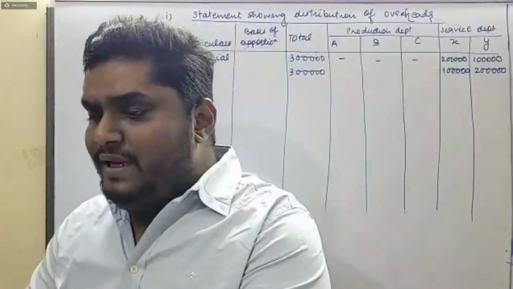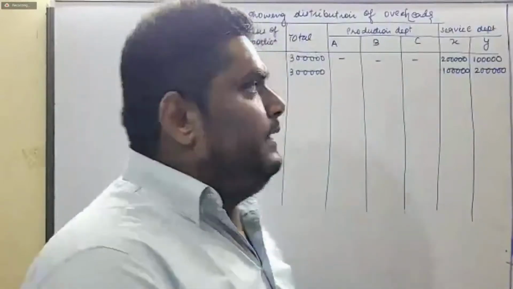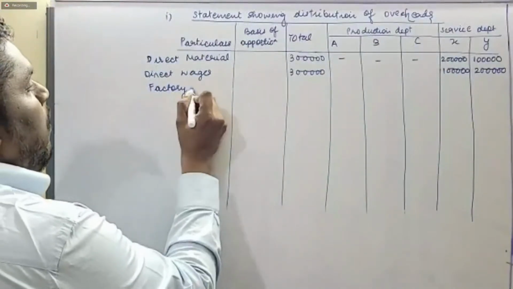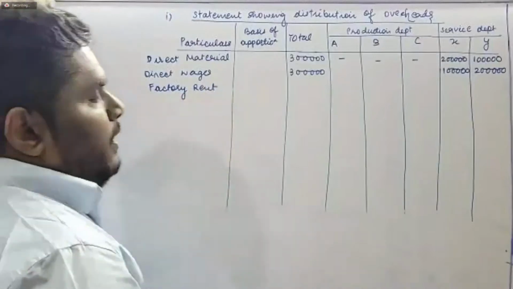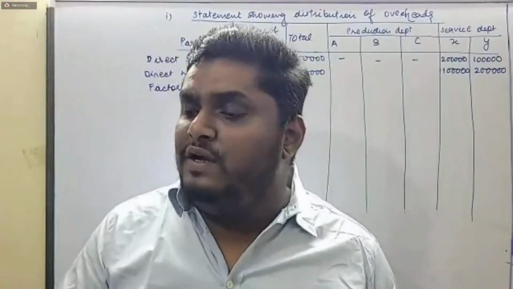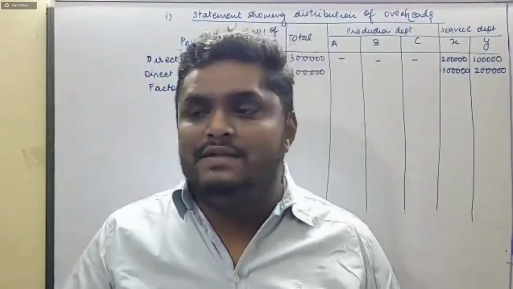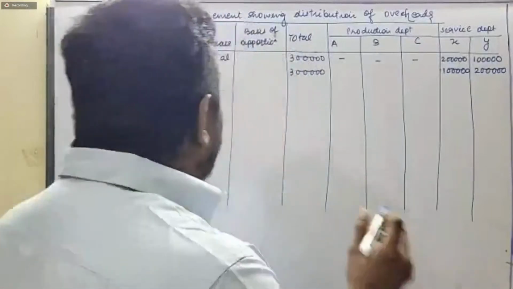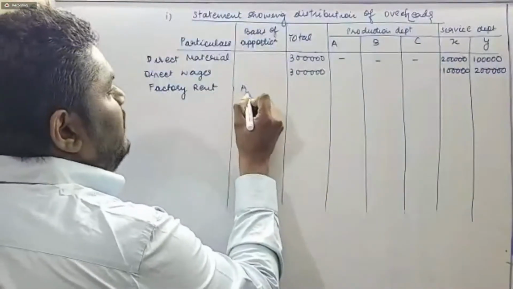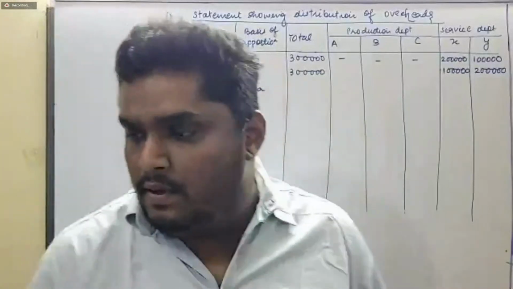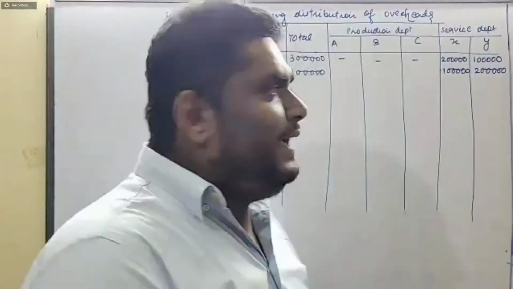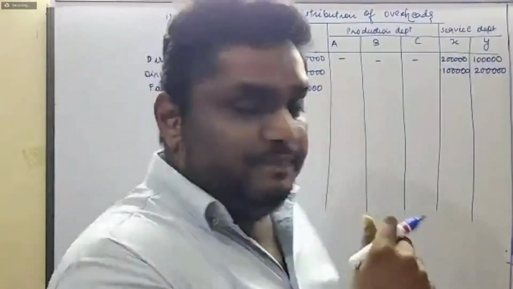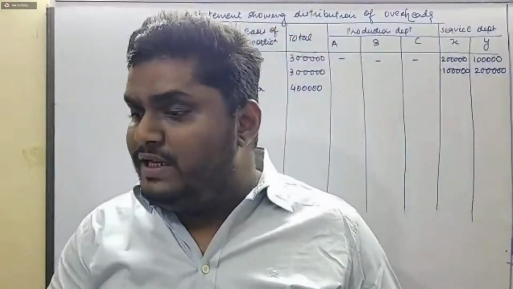Now, guys, let's start with the next part, that is factory rent. What is the basis of apportionment of factory rent? Very simple, as I have discussed earlier also, the rent is to be apportioned on the basis of area. The total rent amount is 4 lakh. So let's distribute in the ratio of area.